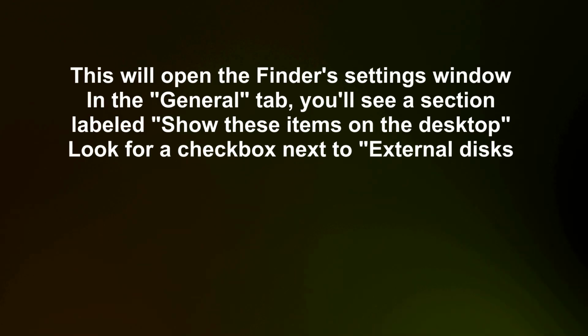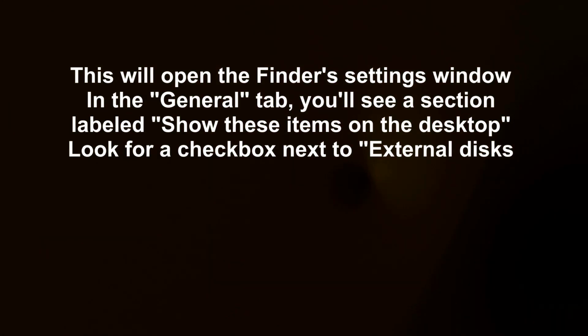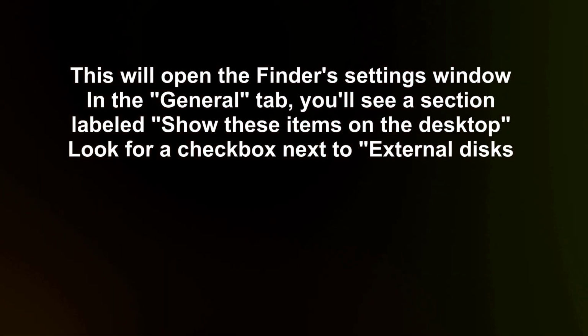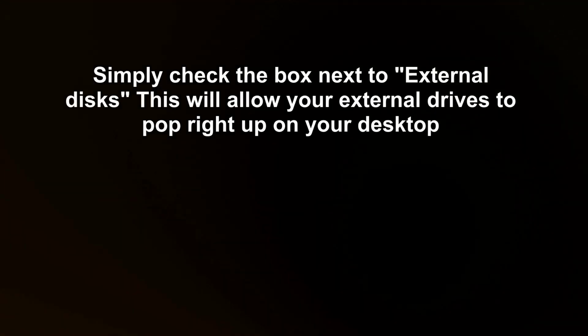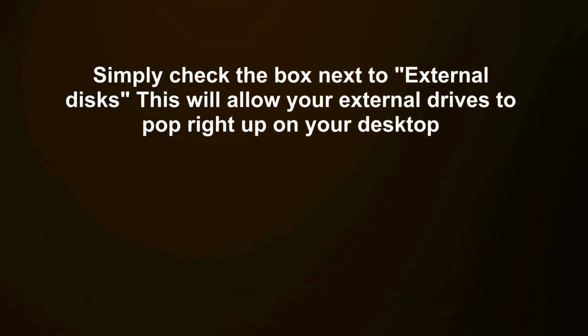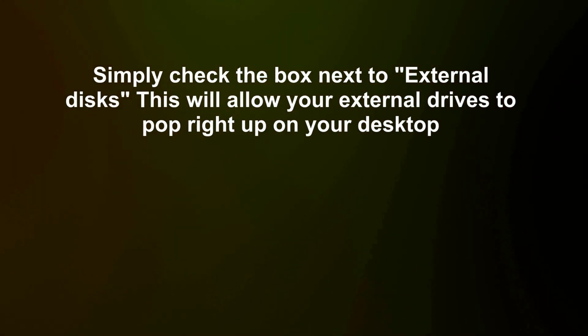In the General tab, you'll see a section labeled Show these items on the desktop. Look for a checkbox next to External Disks. Simply check the box next to External Disks. This will allow your external drives to pop right up on your desktop.